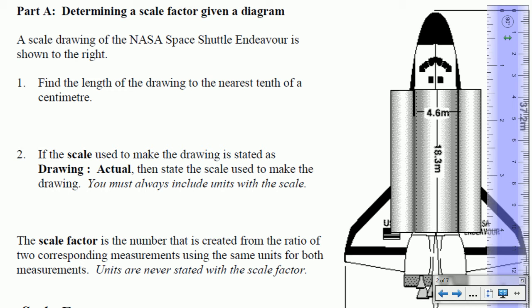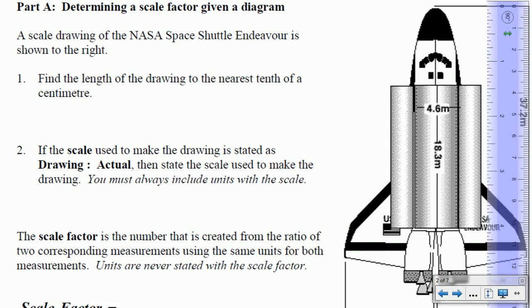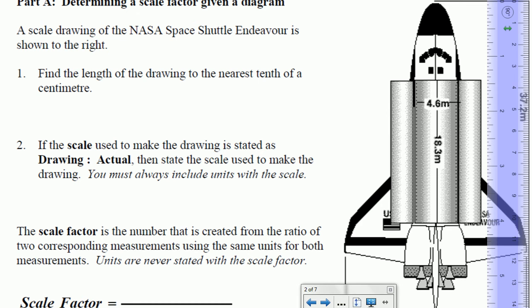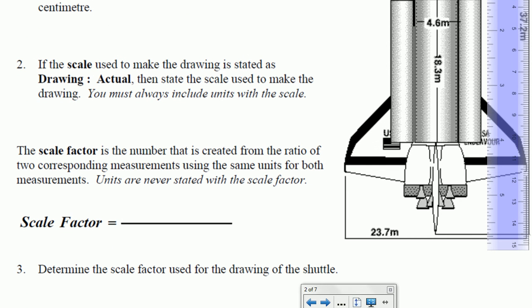And here we have a scale drawing of the NASA Space Shuttle Endeavour. The first thing we need to do is find the length of the drawing to the nearest tenth of a centimeter. So measuring from the nose to the tail, it looks like I have a length here of 14.5 centimeters.